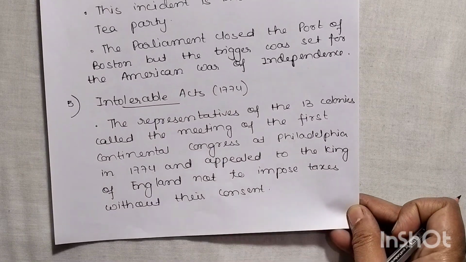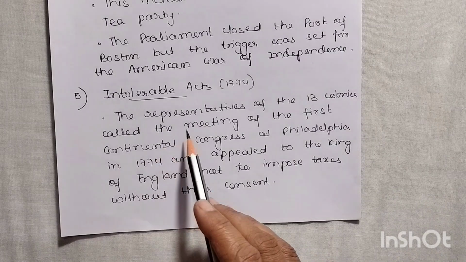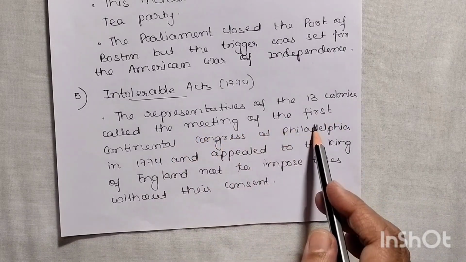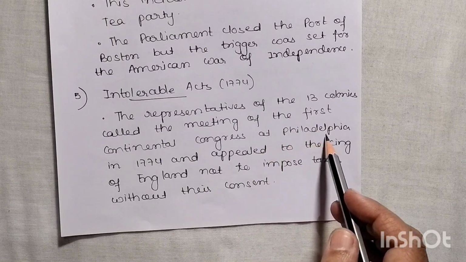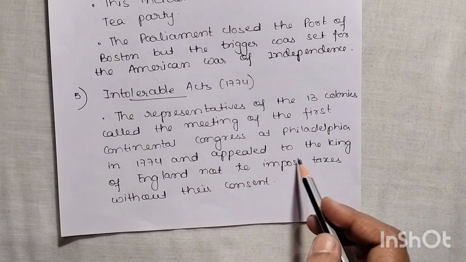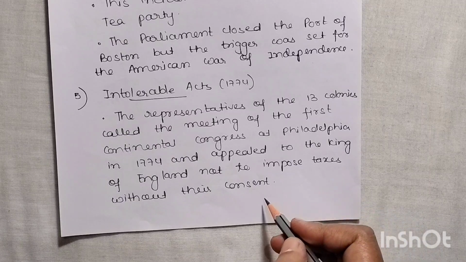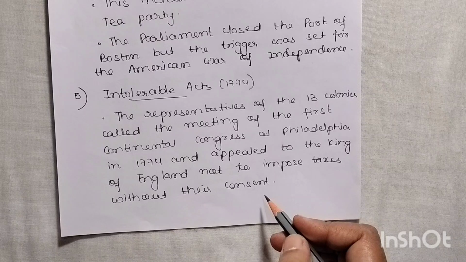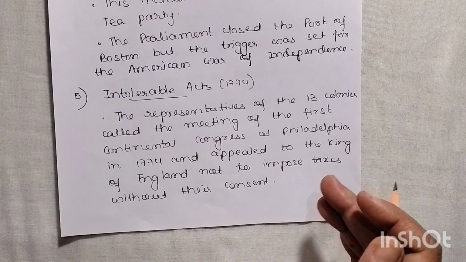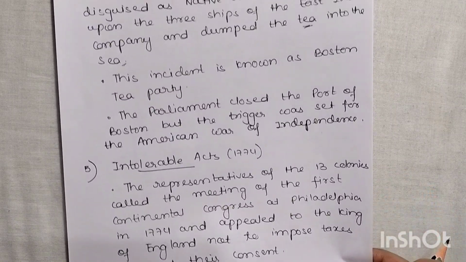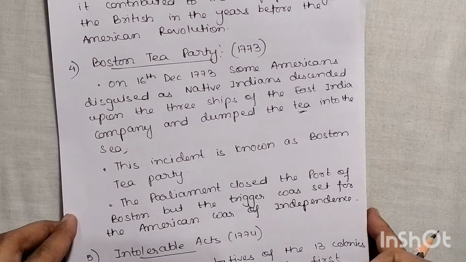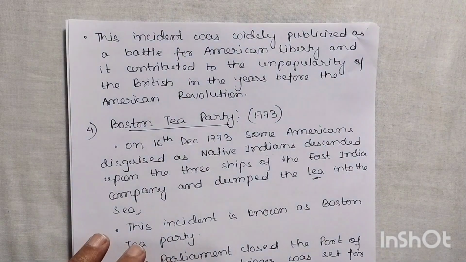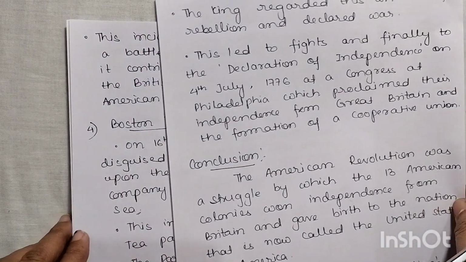Okay. Intolerable Acts. The last point is that the representatives of 13 colonies called the meeting of the First Continental Congress at Philadelphia in 1774 and appealed to the King of England not to impose taxes without their consent. These representatives went to the British Parliament and asked, sir, please don't impose any tax without our consent. Let us know if you are going to impose taxes, so that we may also know about it. They went and made this request to the British Parliament.